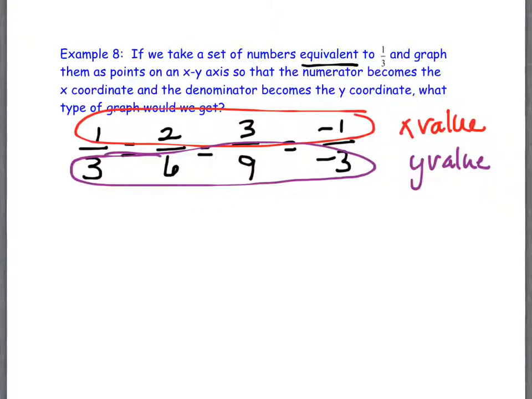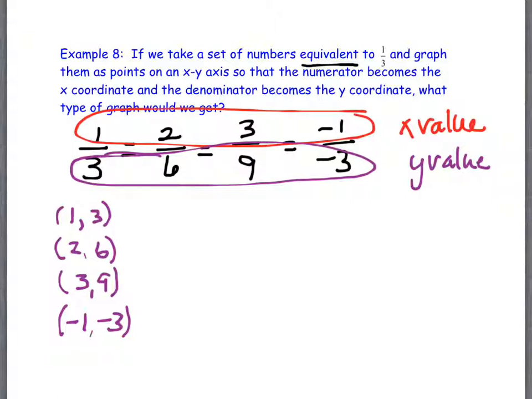So this has created for us several points, ordered pairs. 1, 3, that's the first one. 2, 6, that's the second one. 3, 9, which is the third one. And -1, -3, my fourth one. Okay, and we're going to plot them on an xy axis. Let's see if I can pull up a grid. I do. I have one over here.